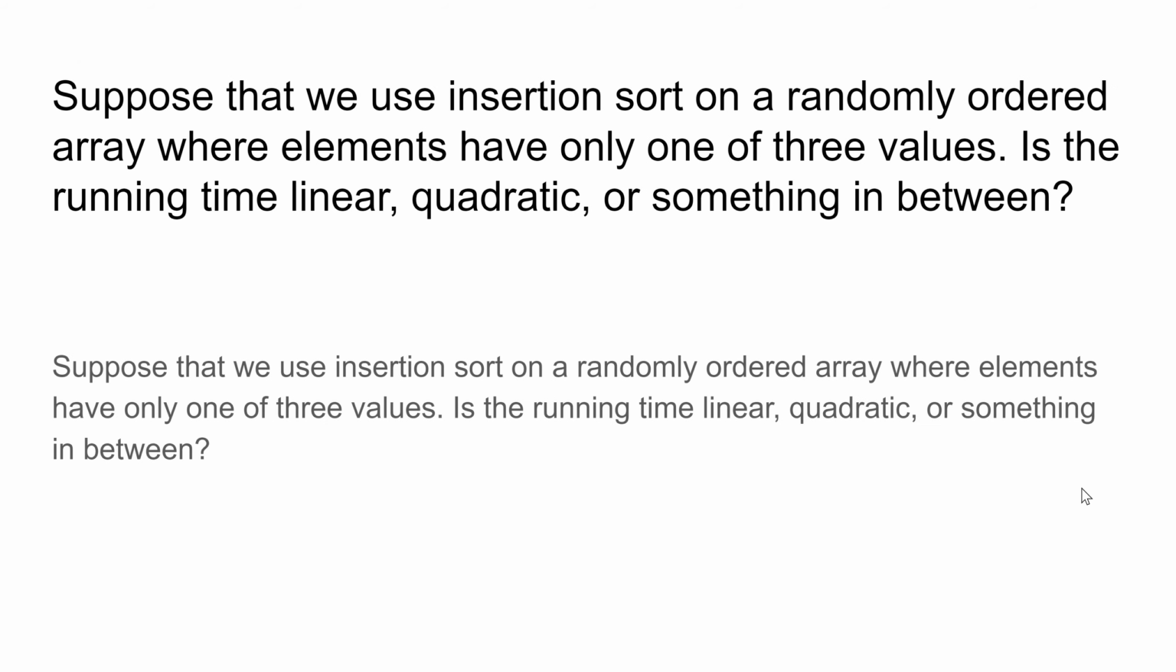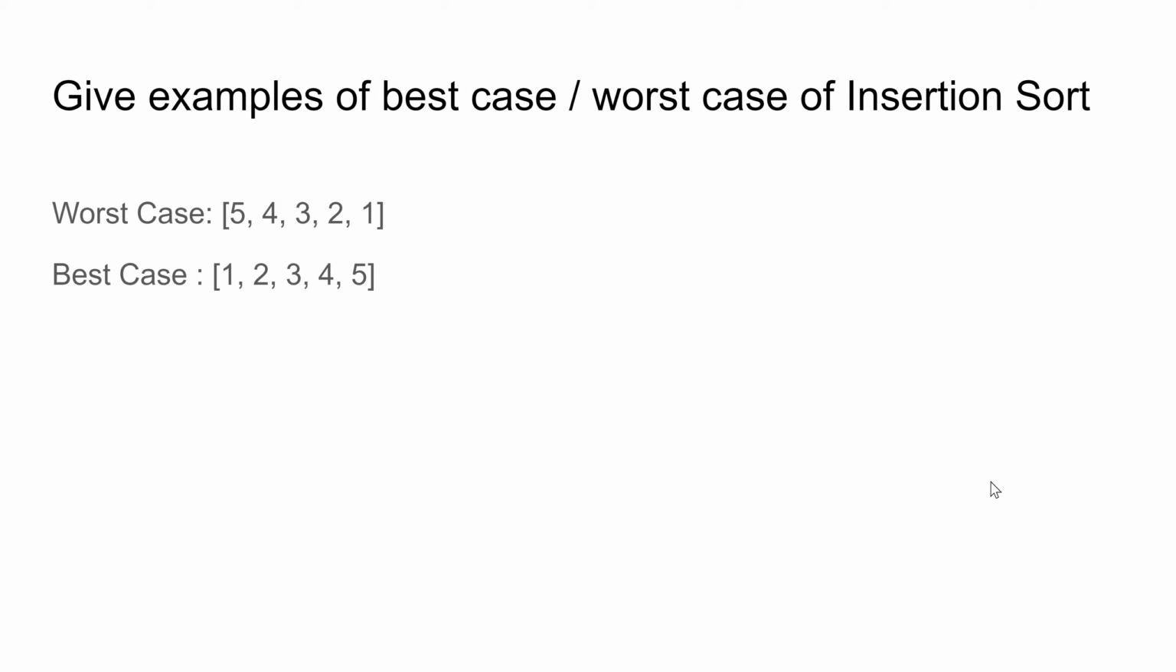Suppose that we use insertion sort on a randomly ordered array where elements have only one of three values. Is its running time linear, quadratic, or something in between? Give examples of best case or worst case. Worst case is 5, 4, 3, 2, 1. Best case, 1, 2, 3, 4, 5.